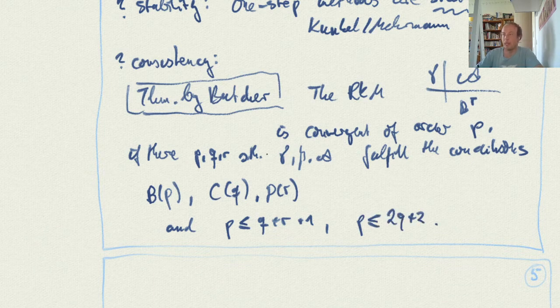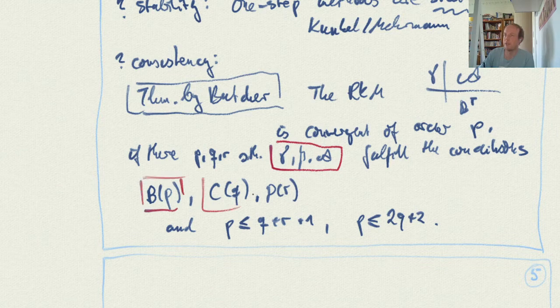Okay, but the thing is that this bunch of coefficients of the method has to fulfill a number of conditions that you find in the script or in the book by Kunkel and Mehrmann and many other places. Just to tell you, this is theorem 5.1 in the script.